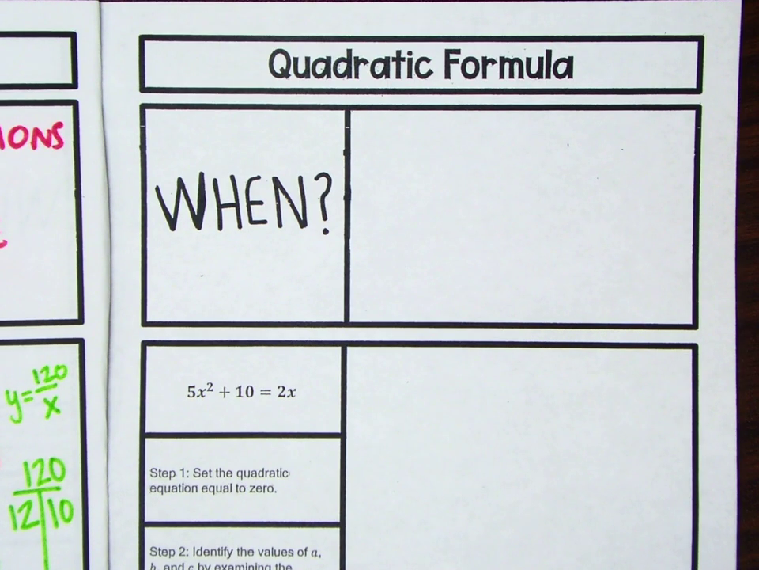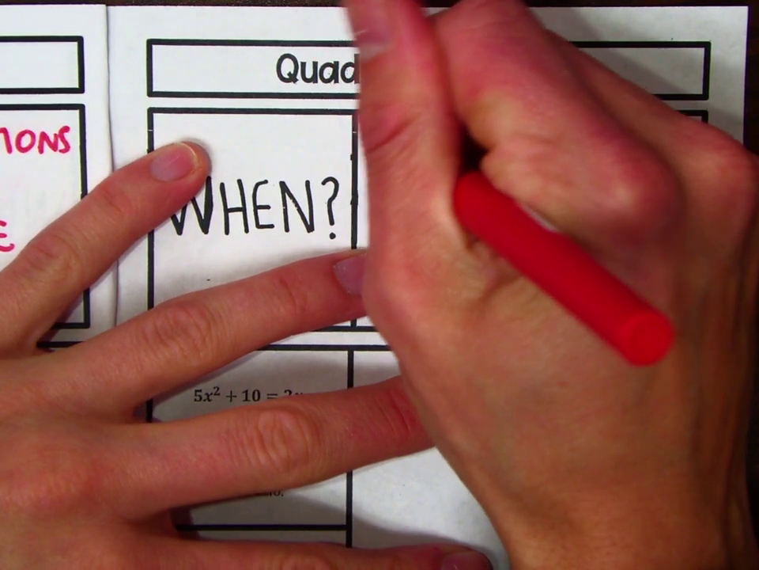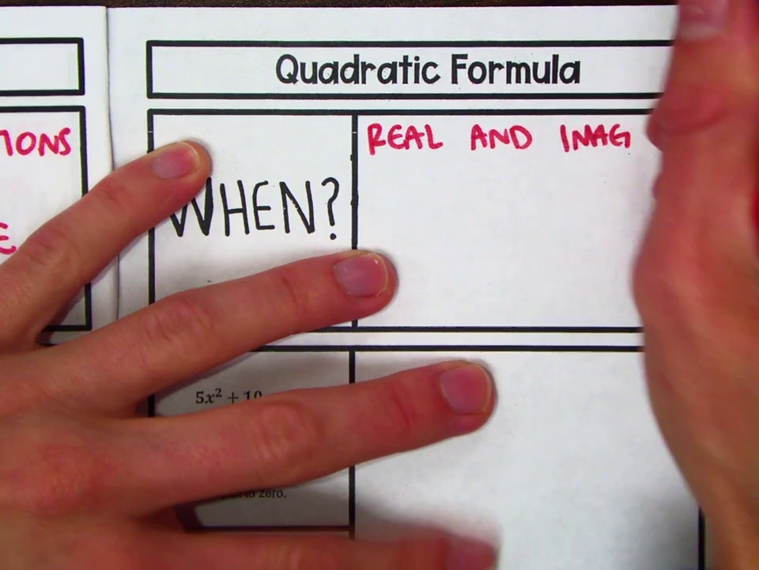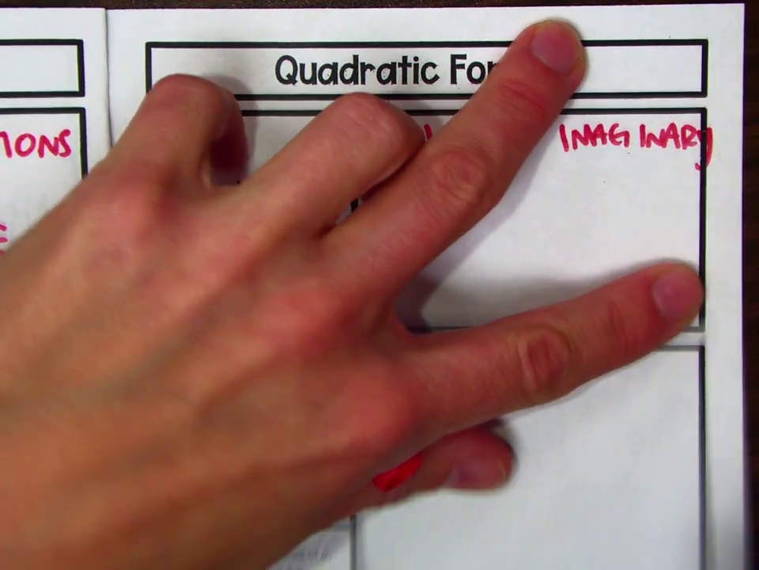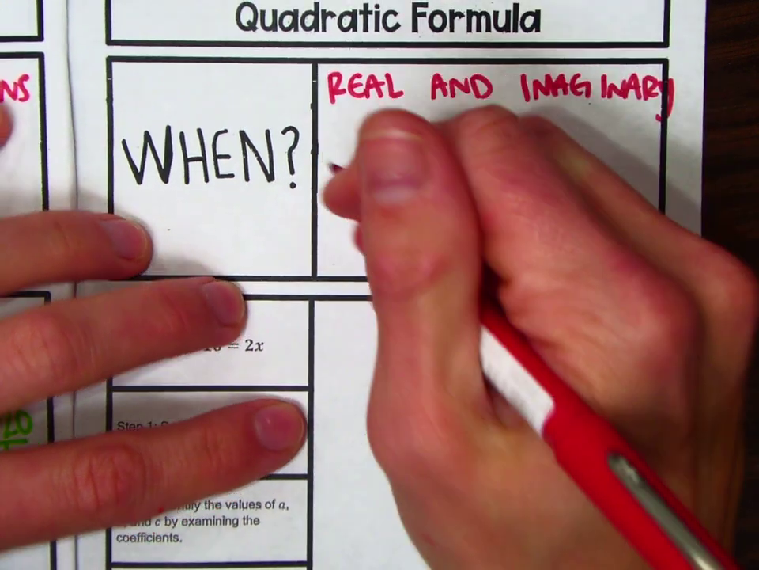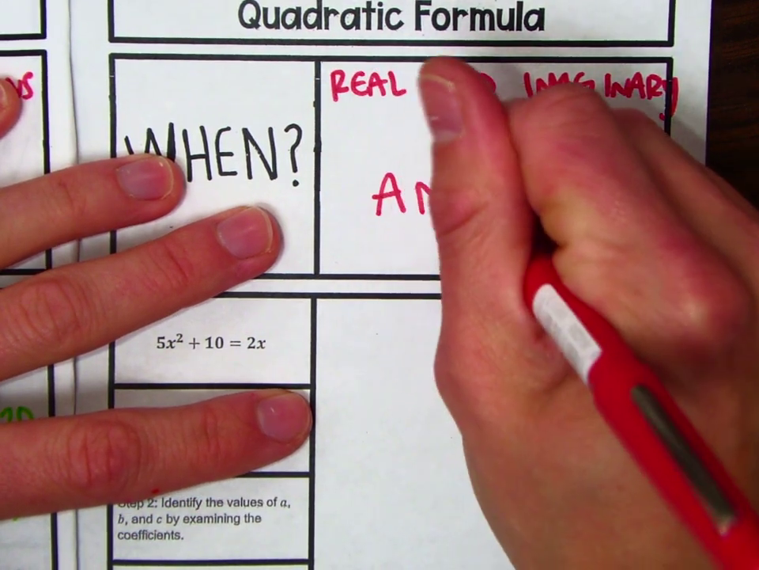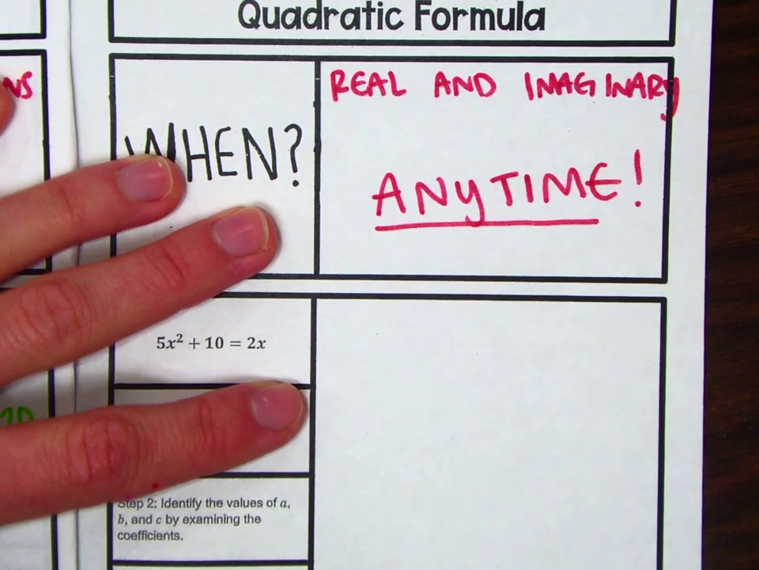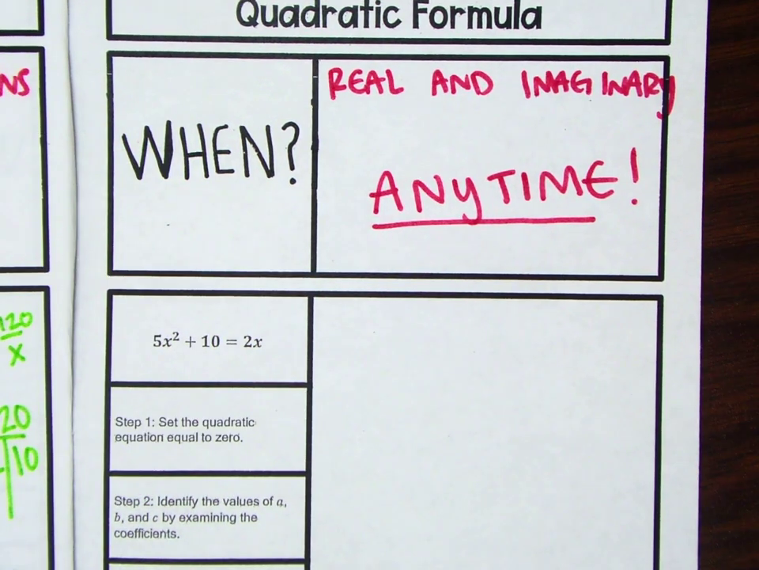All right, last one is quadratic formula. Quadratic formula is going to tell you real and imaginary. And the best thing about quadratic formula is you can use this anytime. There's never a time where I would say that quadratic formula is not a good way to go. You can always use quadratic formula. There won't be a time when I'm like, oh, well, this part of it makes it harder. It always works.